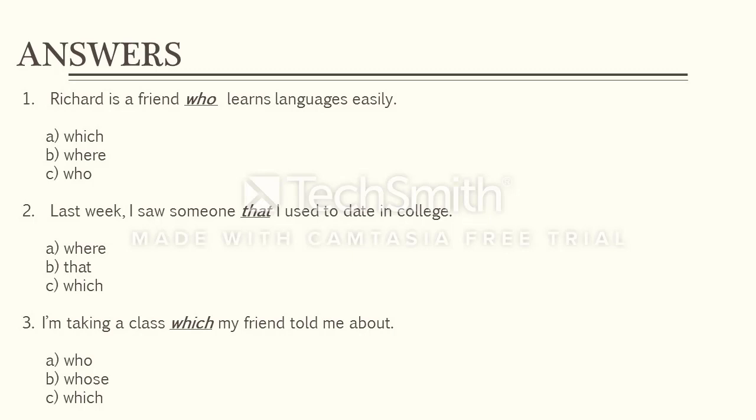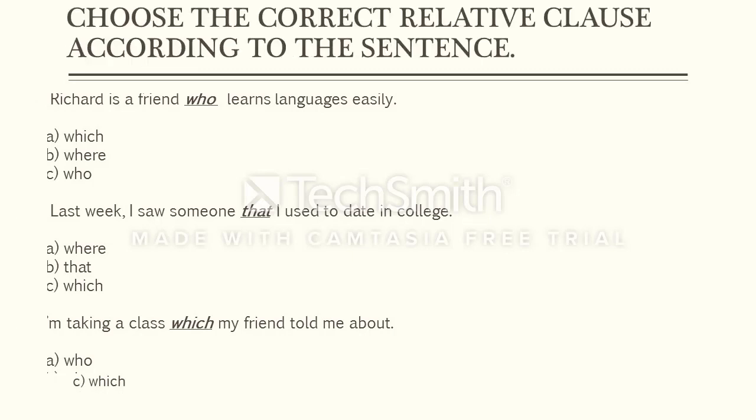All right, because you have where, that, and which. That is for people, okay? So the third one: I'm taking a class which my friend told me about, okay? So you're talking about the class, that's why you use which. Very well. Let's see the next one then.